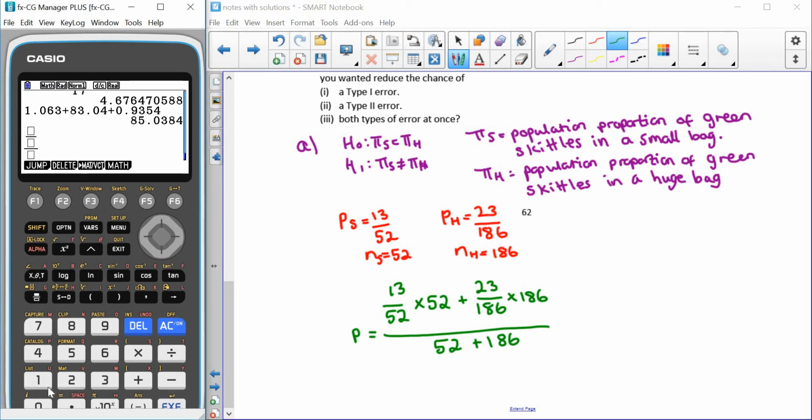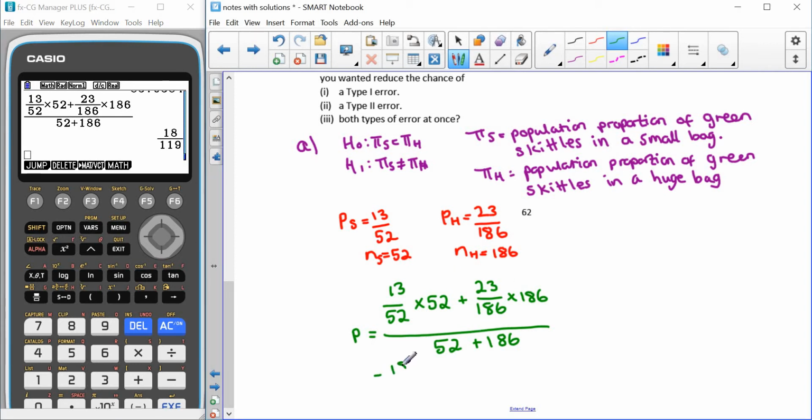So we're going to have 13 over 52 times 52 plus 23 out of 186 times 186, divided by 52 plus 186. So our pooled proportion is 18 over 119.